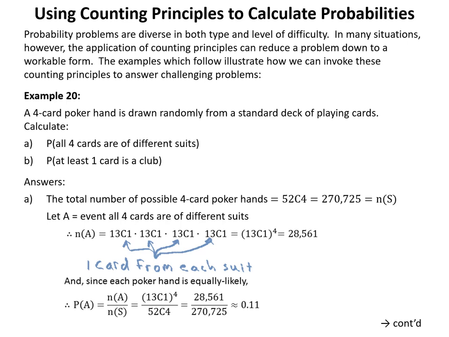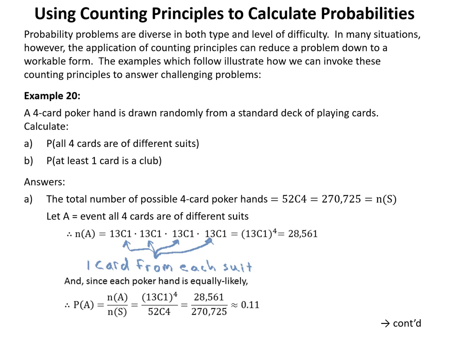equally likely events. And so the probability of A just equals the number of ways that A can happen over the total number of outcomes in the sample space, which equals 13 choose 1 to the power of 4, divided by 52 choose 4, which gives us 28,561 divided by 270,725, which rounds to 0.11, which also equals 11%.